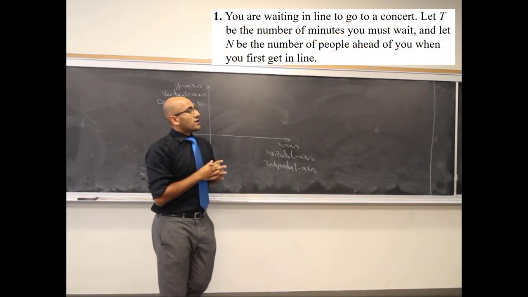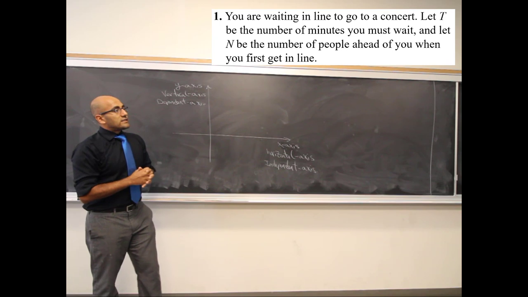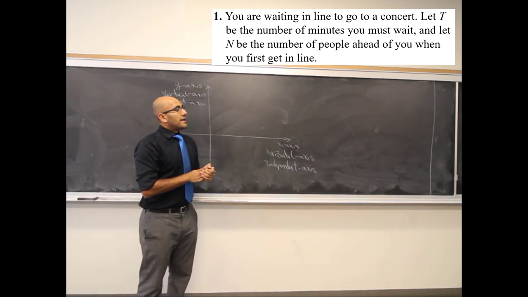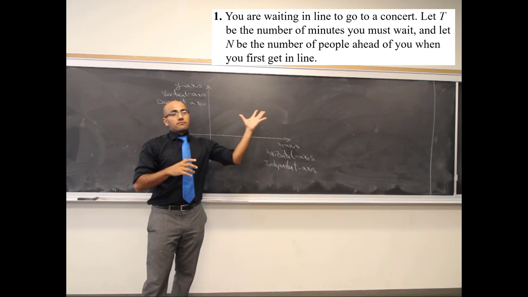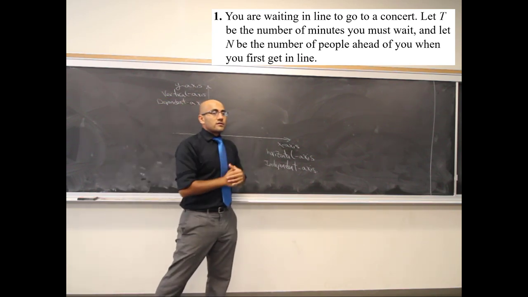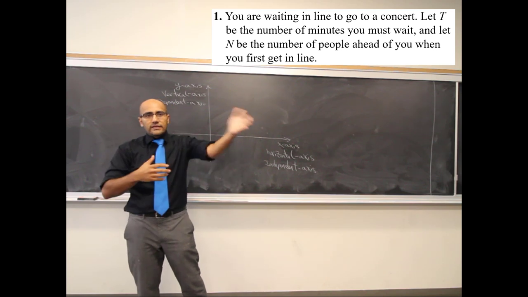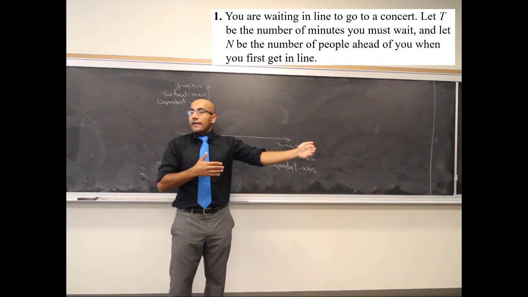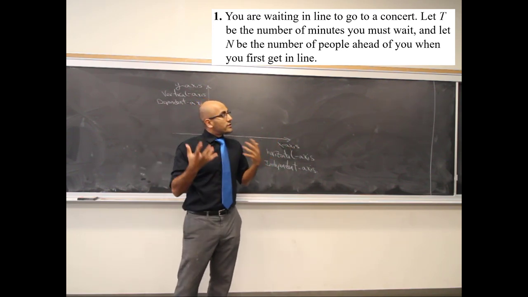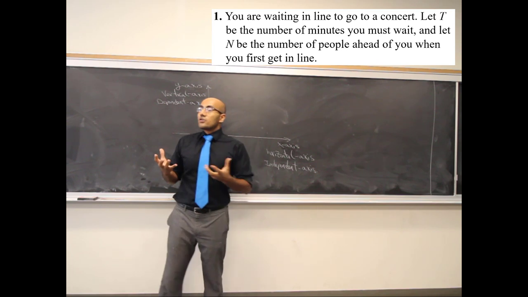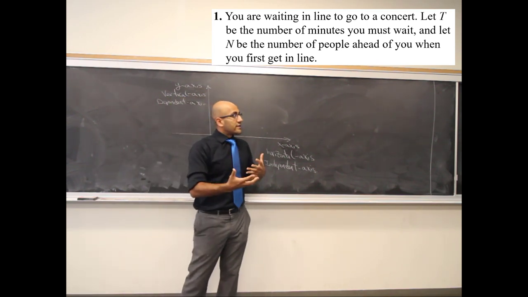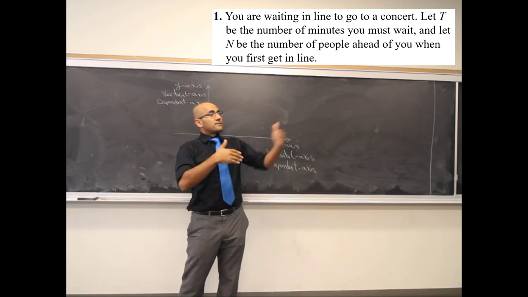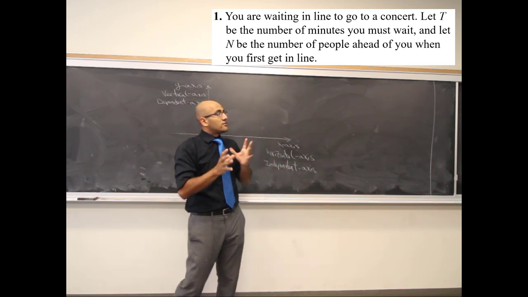So the first one says, you're waiting in line to go to a concert. Let T be the number of minutes you must wait, and let n be the number of people ahead of you when you first get in line. So let's say you're trying to buy tickets, right? There's some band that's going to have a concert, and it's the first day of ticket sales, and you have to go there physically to get them. So you get there, and there's a bunch of people in line. When you see a bunch of people in line, you can make some sort of connection as to how long it's going to take you to get your tickets, right? You're waiting at the box office, and there's a bunch of people, or there's very few people, so you can make that sort of judgment.